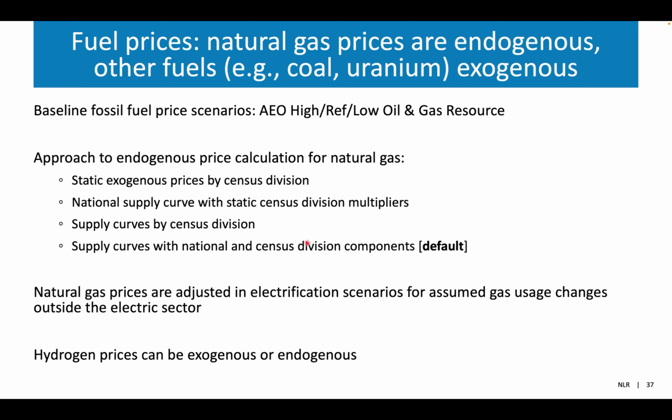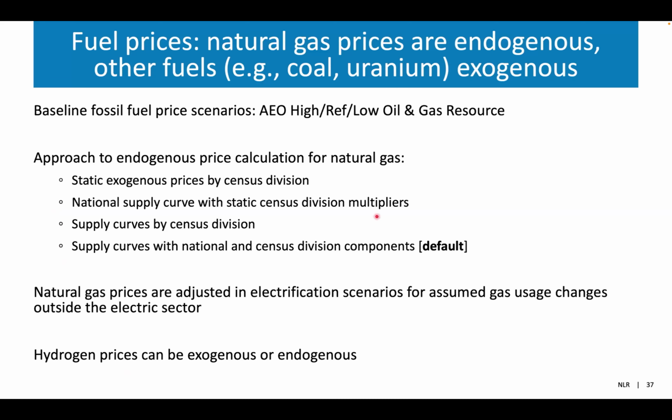There are three different calculation methods for endogenous natural gas fuel price shown on screen. We'll skip the first bullet point because this is basically the fixed price natural gas formulation. But starting with the second bullet point, this formulation uses a national supply curve with census division multipliers to differentiate regional fuel prices. This next option is a census division supply curve formulation. And then lastly is the default formulation, which is supply curves with national and census division components.